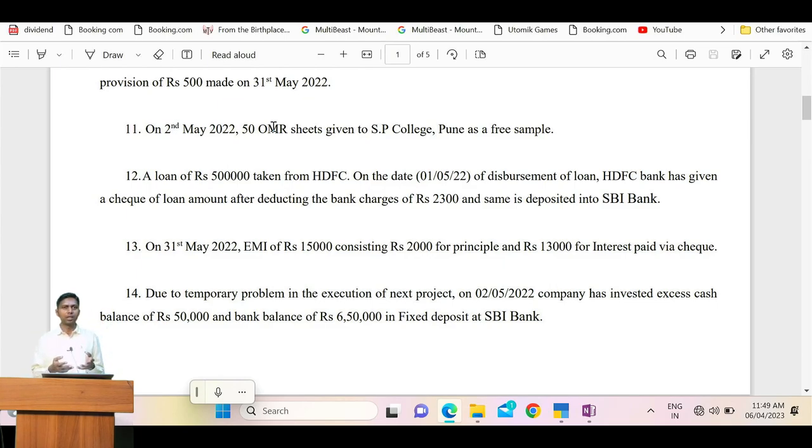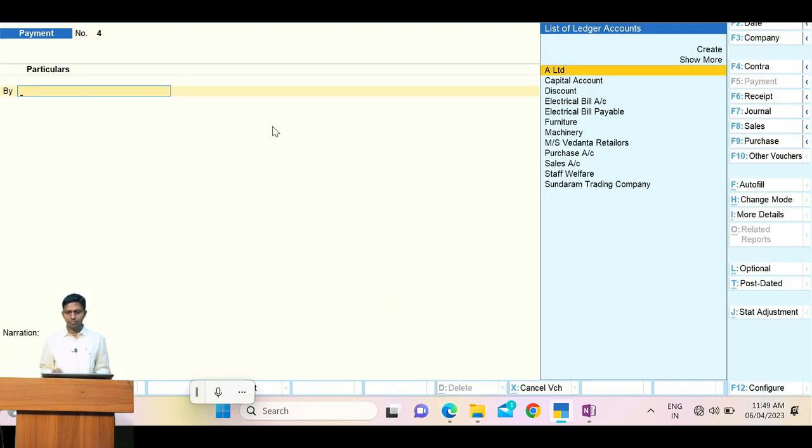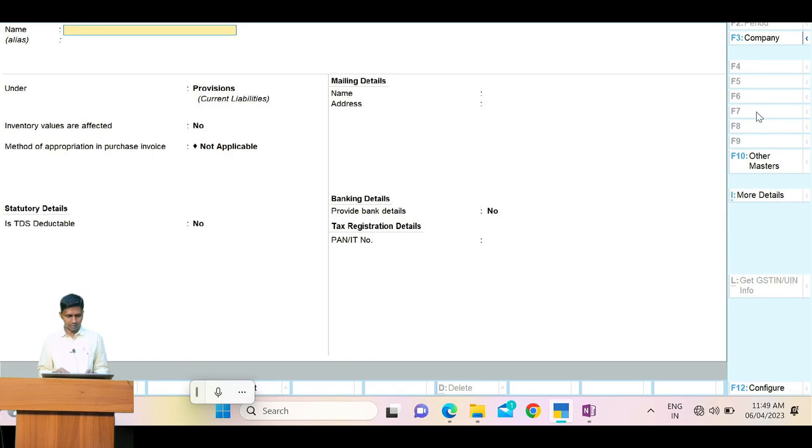Or otherwise, you can create a new ledger, that is goods distributed as free sample in sales category, sales group, and give credit to that goods distributed as free samples. But I think giving credit to purchase is more simple. Therefore, we will use that. In which voucher type? This is not the sale, this is not the purchase, not the received payment. Therefore, you can pass this in journal voucher type, correct? A journal voucher type, advertisement account debit, that is not there in the list.